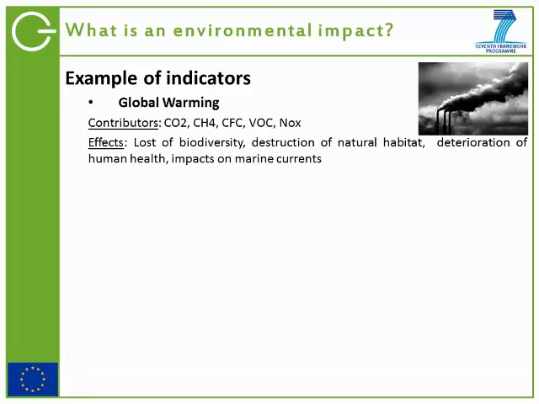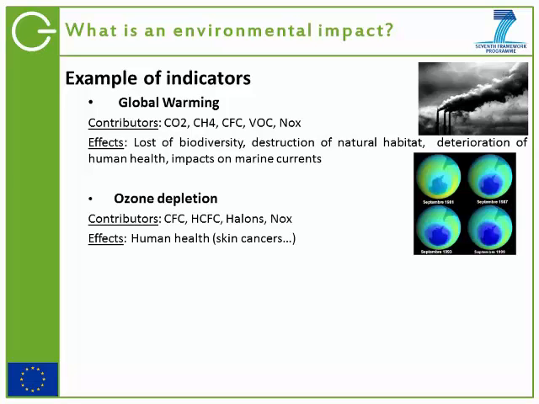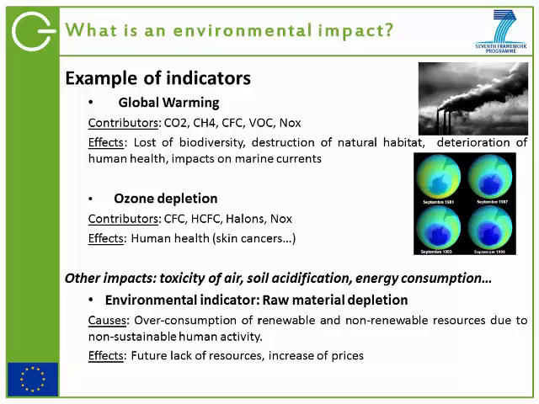One of the most common indicators is global warming. It represents the emission of CO2 and other gases into the atmosphere and has a variety of long-term effects such as loss of biodiversity or modification of marine currents. Ozone depletion is another environmental impact that is responsible for the disappearance of part of the ozone layer on the Earth's poles. Raw material depletion is an environmental indicator that has consequences on the availability of resources for future generations and the price of the material.